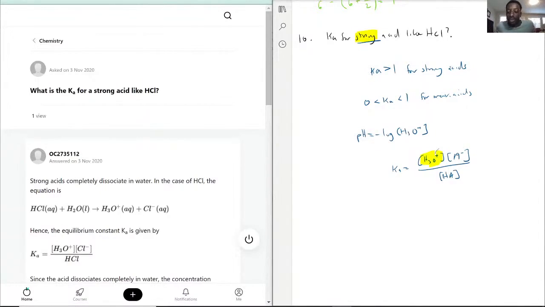So all that is saying is that for this question, the Ka for a strong acid, you are allowed to just answer it's greater than 1, because you don't need an actual value. Once you've said it's greater than 1, that's all the information you need to solve questions when it comes to finding the pH of strong acids. Okay?